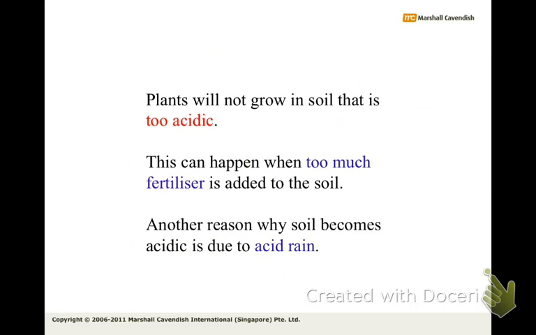Sometimes this happens when too much fertilizer is added to the soil. People don't realize that fertilizer gives nutrients to the soil, but too much of it is not good because it makes the soil too acidic. Another reason soil can become too acidic is acid rain. As you know, our rain is quite acidic, probably pH 4 to 5. When there's too much rain falling onto the soil, the soil becomes acidic.